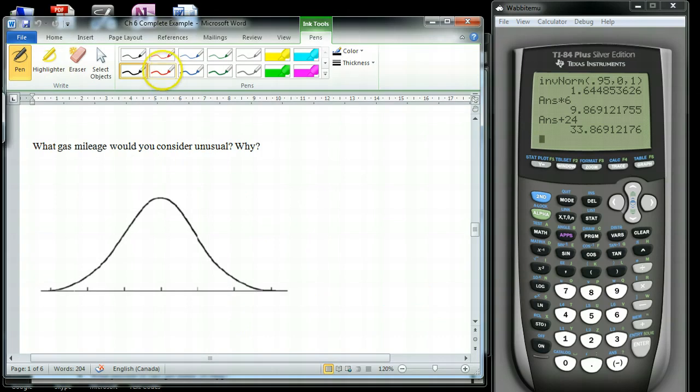Okay, back to Word here. Hopefully this works again like it did at the beginning. What gas mileage would you consider unusual and why? Well, again, there's no right or wrong answer here, but if we look at our model, the mean in the middle is 24. One standard deviation is 30, two standard deviations is 36, and then 42. Likewise over here we get 18, 12, and 6.